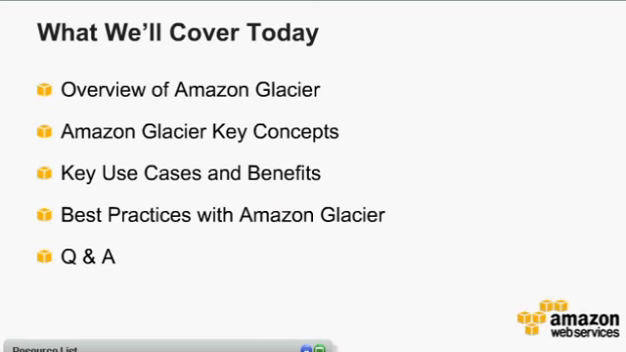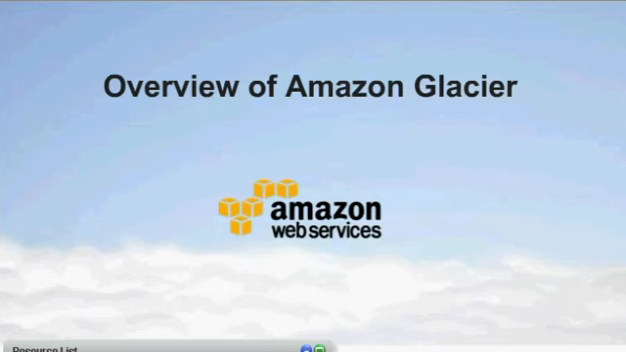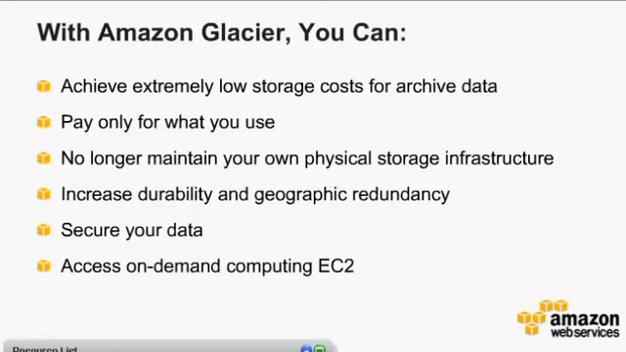So we'll drill into the overview of Amazon Glacier. Amazon Glacier is a low-cost storage service built for data archival. The key thing to highlight here is it's a low-cost service, it's a storage service, and it's specifically designed for data archival. Some of the benefits you get from Amazon Glacier is you start at 1 cent per gigabyte per month, and you only have to pay for what you use.